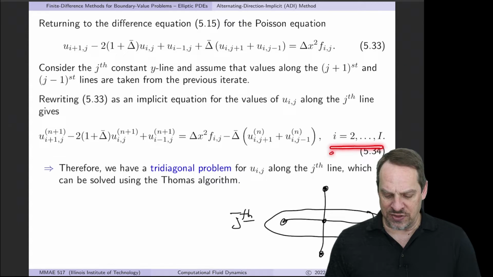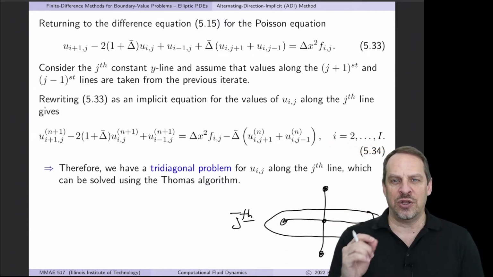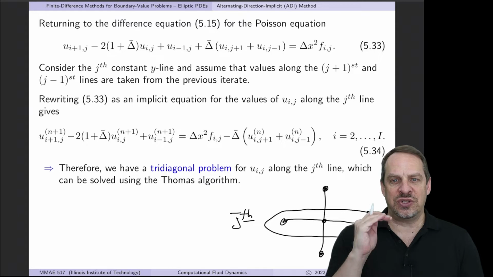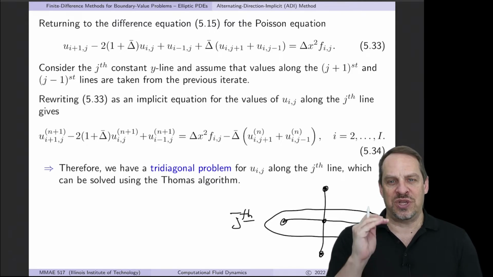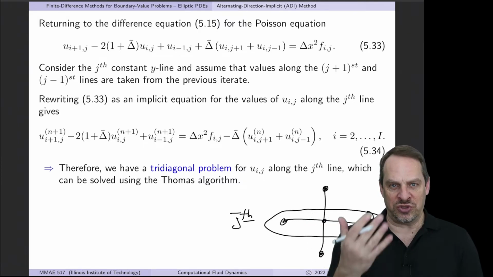And when we apply that to every point along that constant j line, constant y line, we now have a tridiagonal system of equations to solve, just like we did for the extended fin. So essentially, each constant j line is a one-dimensional extended fin problem that we can then solve using the Thomas algorithm to solve that entire line all in one shot.